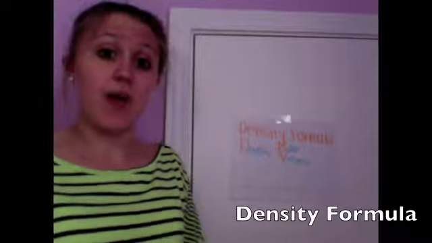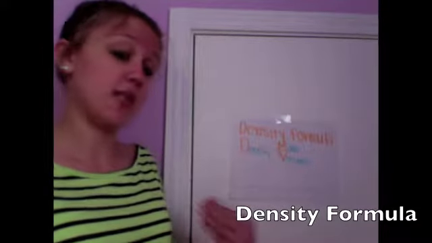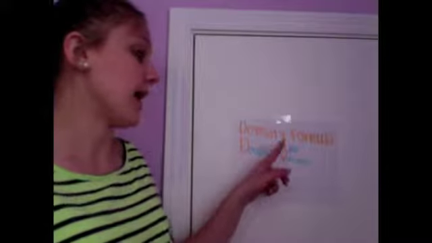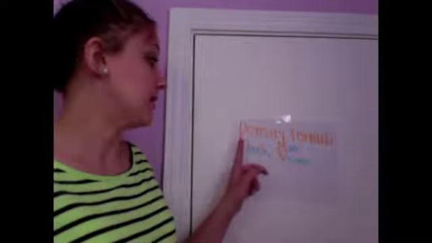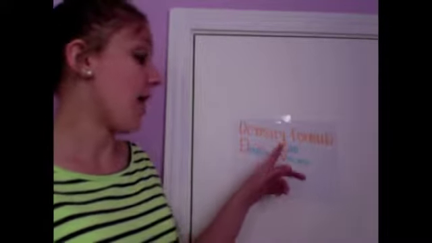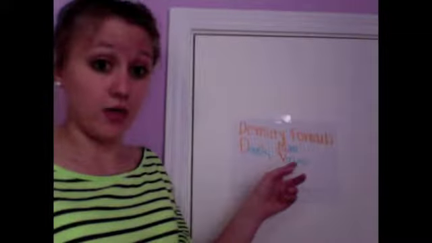Today I'm going to teach you about the density formula. The density formula is D equals M over V, where D is density, M is mass, and V is volume. To find this equation, it is on page 3 of the reference packet.